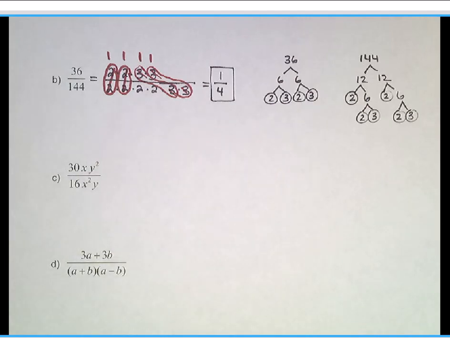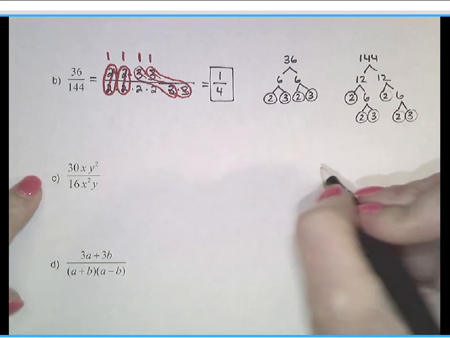Now we are going to start to see some variables, right? So this is kind of leaping into the algebra of it all. So we have 30 times x times y squared, and then we have 16 times x squared times y. So let me just worry about the numbers for right now.